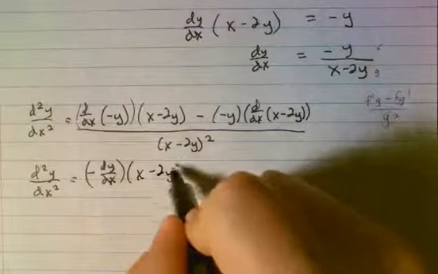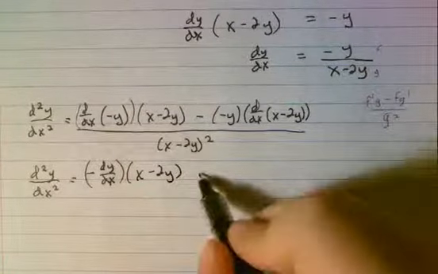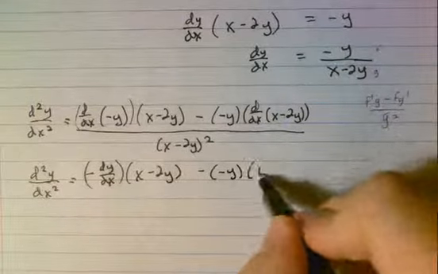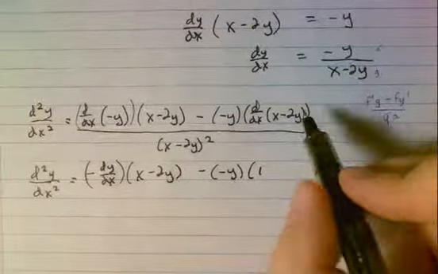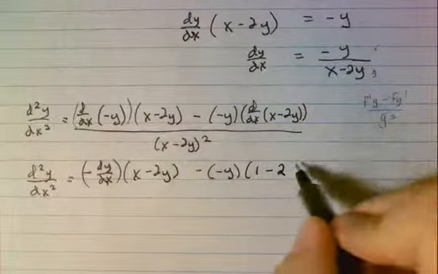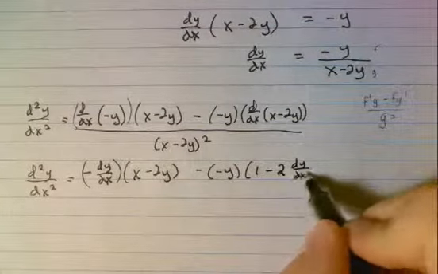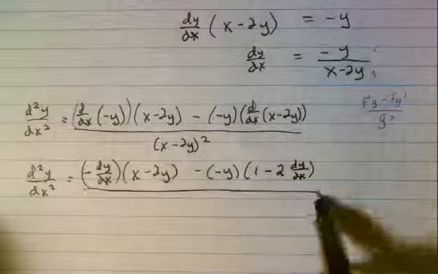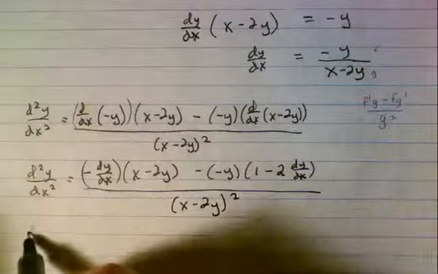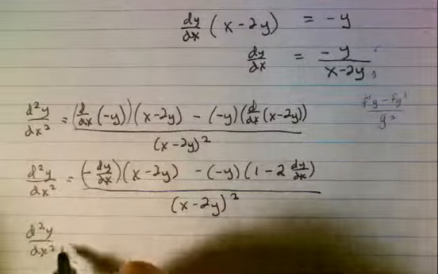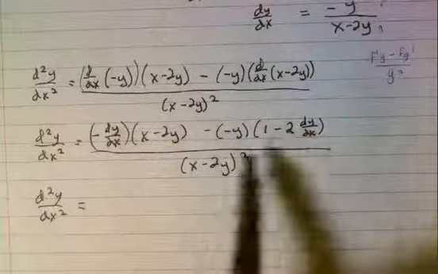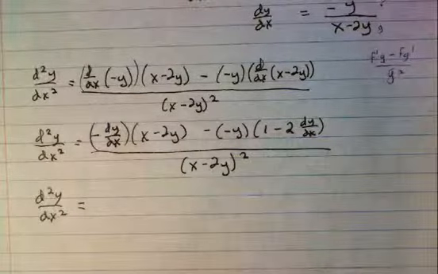X minus 2y is along for the ride, minus negative y. The derivative of x is 1. The derivative of negative 2y is negative 2, but this y doesn't match the x, so we've got to do chain rule, dy/dx. All over x minus 2y squared. Very often when we're doing these, something nice will sort of simplify out of here, so let's see what we can get if we simplify.